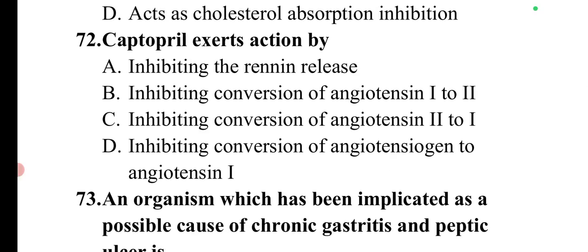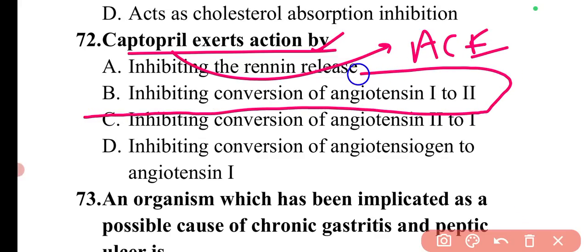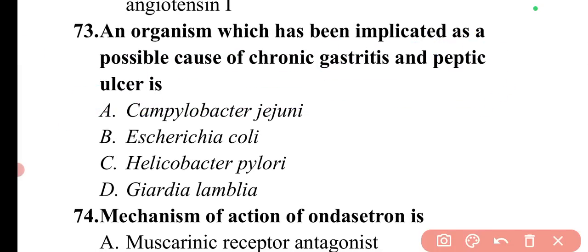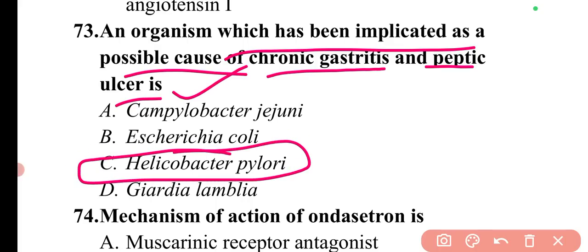Next question is, captopril exerts action by. So the basic mechanism is, captopril is an ACE inhibitor. It prevents the conversion of angiotensin 1 to angiotensin 2. So here option B is correct. Next question is, an organism which has been implicated as a possible cause of chronic gastritis and peptic ulcer is. So this particular organism is Helicobacter pylori. So here option C is correct.